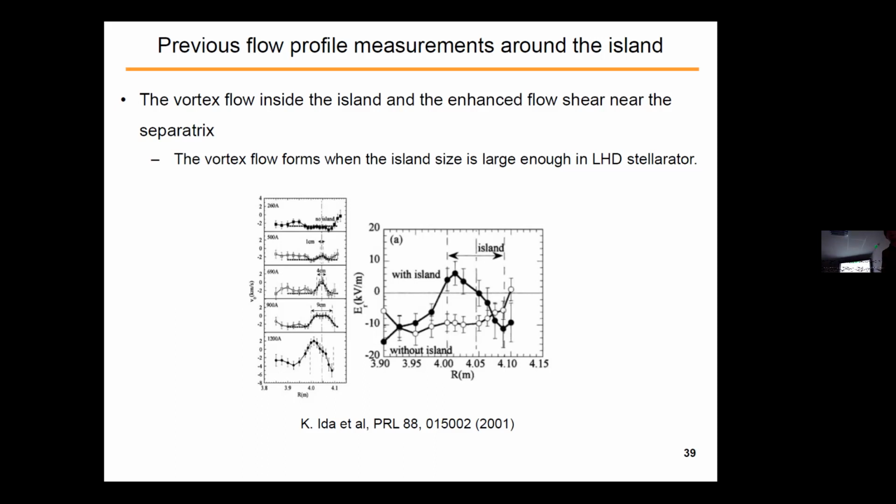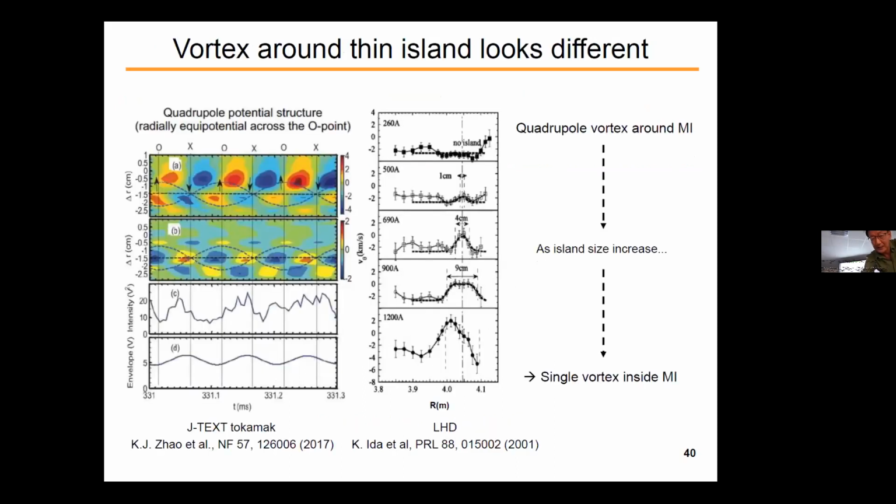And so I only assumed a very simple monopolar E cross B vortex flow inside the magnetic island. And sometimes that's justified to the lowest order for a static and very large magnetic island. But there are many other studies looking at the E cross B vortex flow.